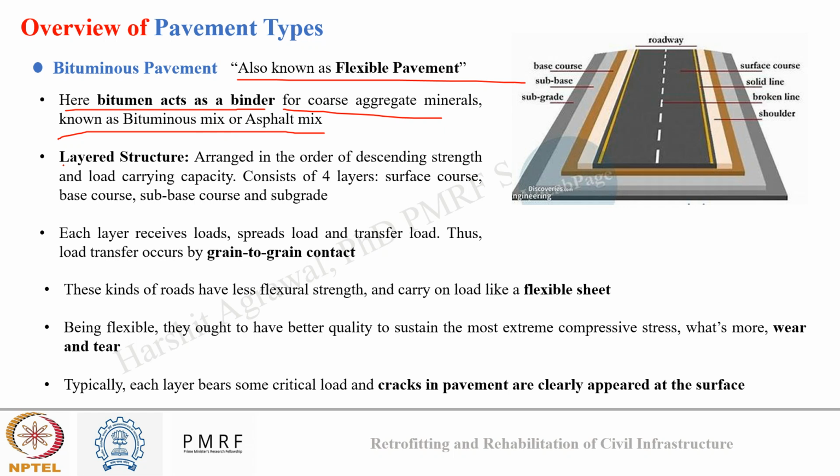How does bituminous pavement work? It works in a layered structure. The layers are arranged in the order of descending strength and load carrying capacity, and it basically consists of four layers.